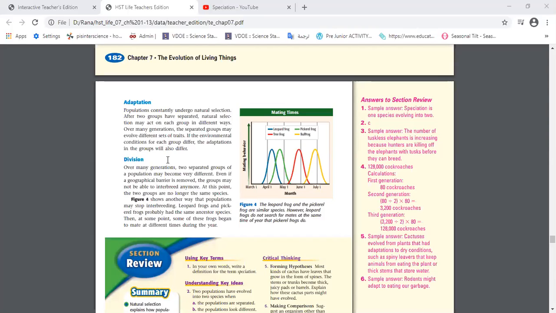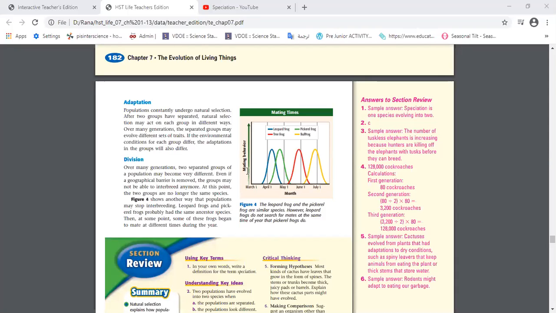So the idea, guys, is that as they are already separated, the two groups, or three groups, whatever the number, will face different environmental conditions. So a different natural selection process will happen. That means the environmental condition in each place will pick different traits than the others. Over many generations, we're going to find that the individuals in the different places have different traits than the others, which makes them different.